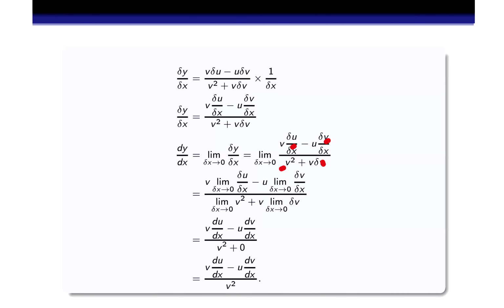Okay, so we have v times the limit as delta x tends to 0 of delta u over delta x, minus u times the limit as delta x tends to 0 of delta v over delta x, all over the limit as delta x tends to 0 of v squared, plus v times the limit as delta x tends to 0 of delta v. Okay, so now for the top, no issues. As delta x approaches 0, delta u over delta x becomes du dx, and that is why we have v du dx there. And the same applies here. As delta x approaches 0, delta v over delta x becomes dv dx. All right. So we have v du dx minus u dv dx.